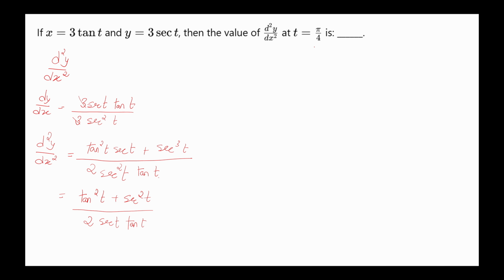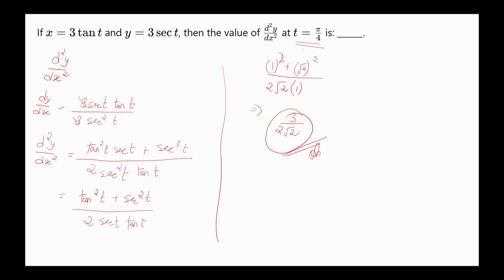Now let us simply put the value of t to be pi by 4 and let us see what we are getting our answer to be. If I put t is equal to pi by 4, tan square pi by 4 is going to be 1 square, plus sec square t, this would become root 2 whole square, upon 2 root 2 into 1. So this becomes basically 1 plus 2, this would become 3 by 2 root 2. This is my answer. So this is how you solve questions related to differentiation in parametric form.